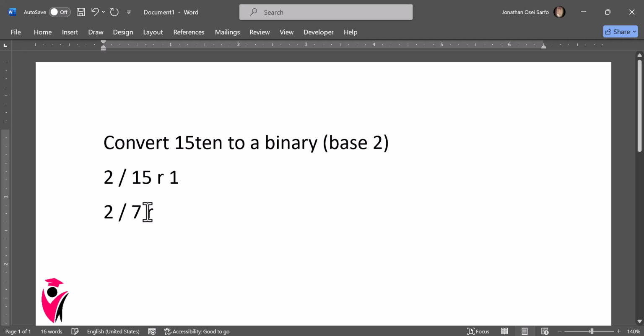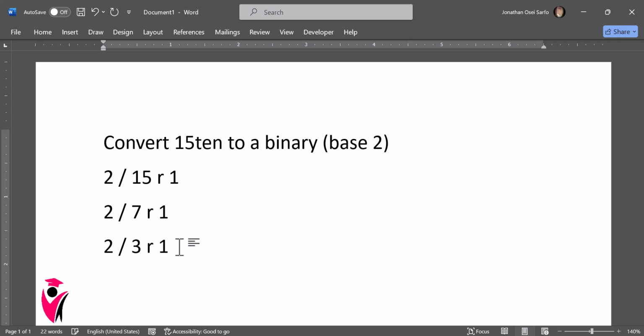Now 2 goes into 7 how many times? 3 times. 2 times 3 is 6. Remainder 1. So you write your 1 here. You can further divide because 3 is greater than the base. So 2 divided into 3. Now 2 goes into 3 how many times? Once. 2 times 1 is 2. Remainder 1.